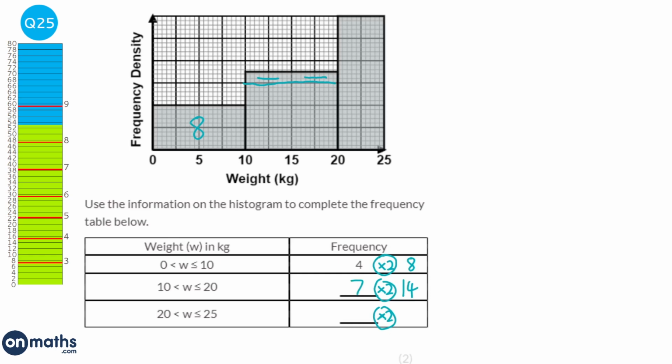And counting the next squares, where it's 6 high and 2 across, so that would be 12. And so we're going to divide by 2 to find out the answer is 6. So the frequencies are 7 and 6.